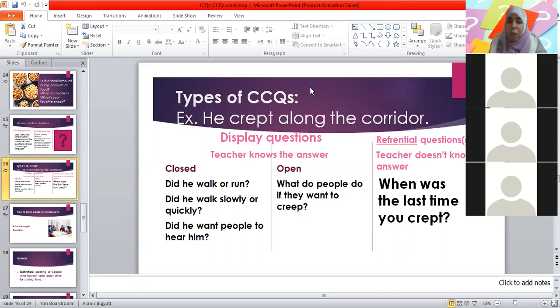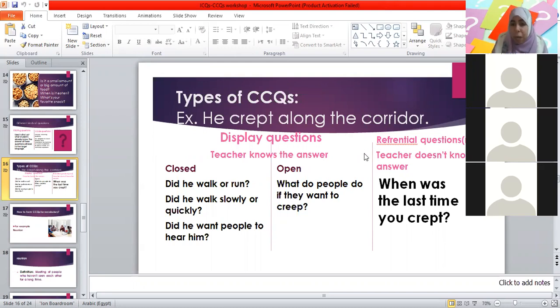But another question, referential questions, it's all about the students. I don't know the answer of this question because I'm asking about the students. It's a reflection from the students. Yes, that's right. It's all about the students. It's a kind of personalization. Sorry, personalization. When was the last time you crept? Yesterday, or it's a reflection from the students, and they reflect how they understand or know the concept, the meaning. That's right.